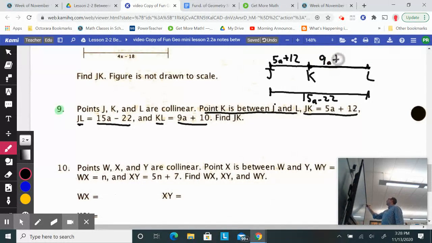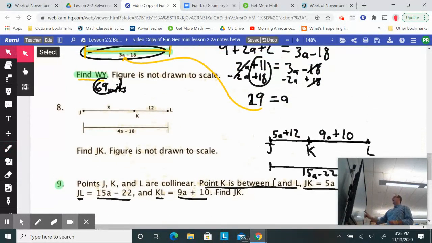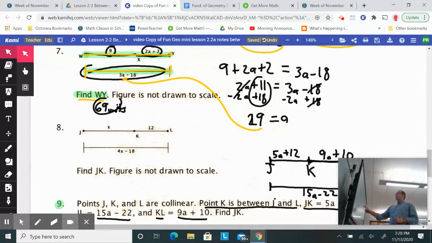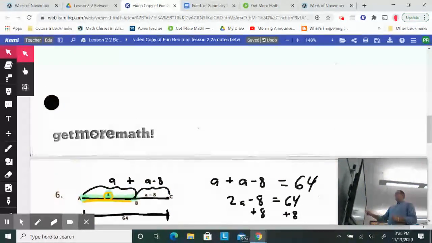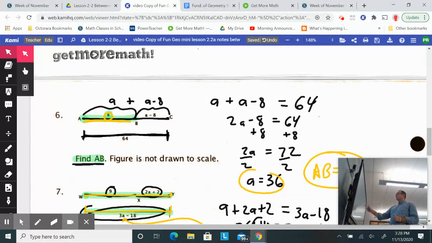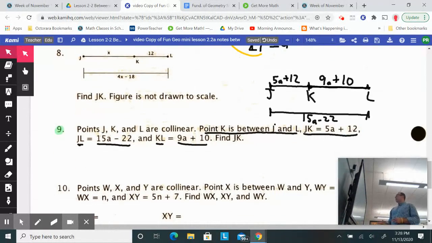And once you take a piece of scrap paper and draw the picture, it's very similar to the other problems we've already had, where they already gave you the diagram, like in number 8 or number 7, or number 6, which we did. And then what you do is you set up your equation, you solve for the variable. In this case, it's a again.